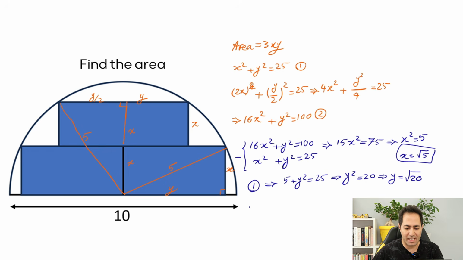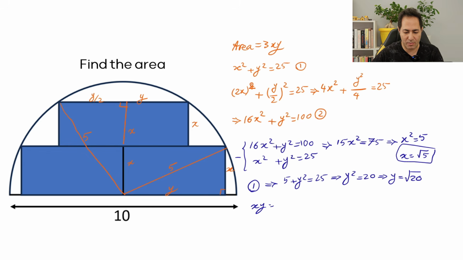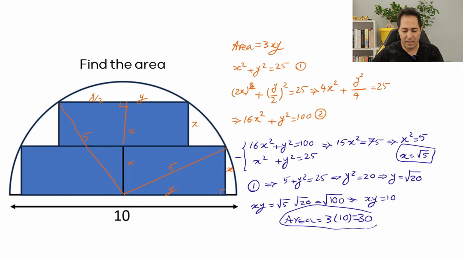So what do I need? X times y. So x times y is going to be square root of 5 times square root of 20, which is equal to square root of 100. This is equal to 10. So area is going to be 3 times 10, or 30. Easy peasy.